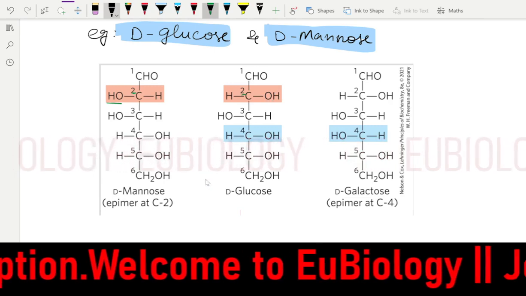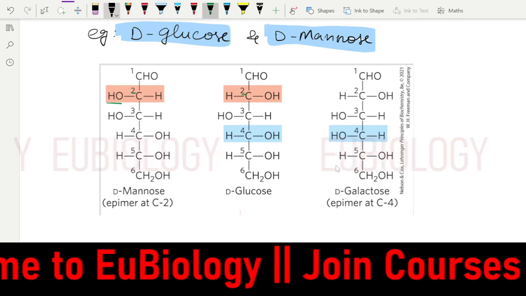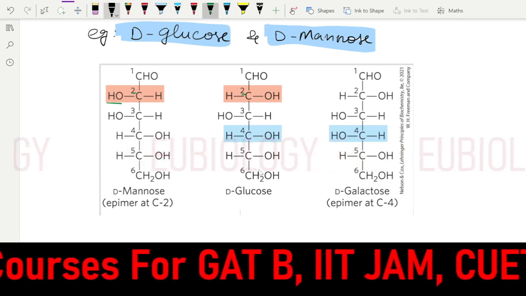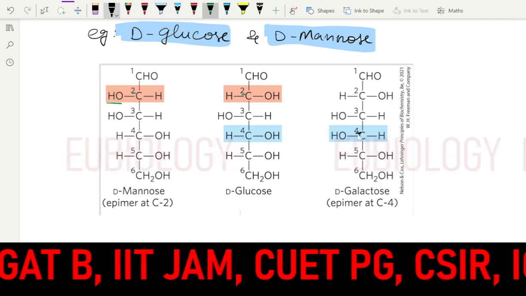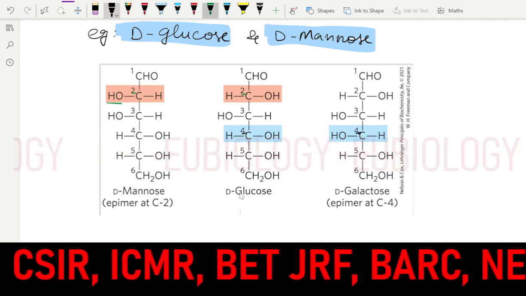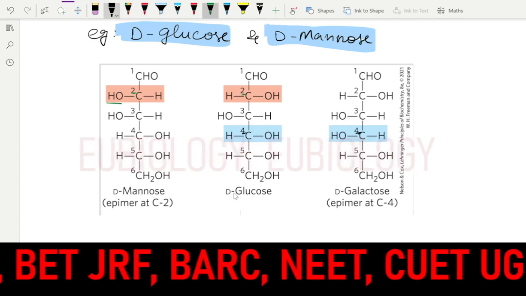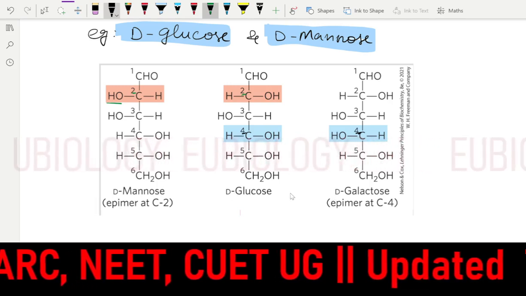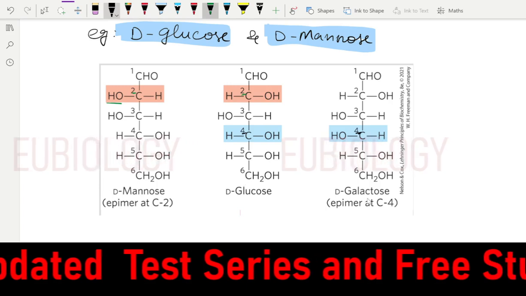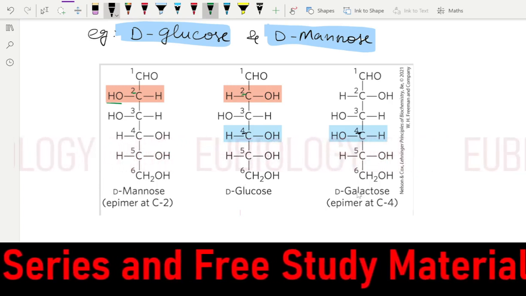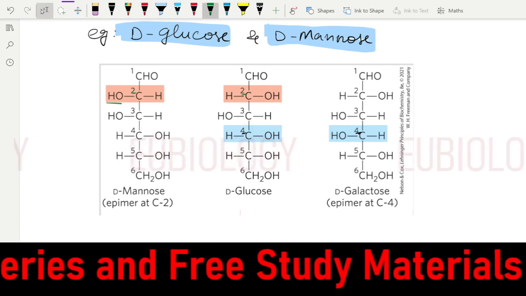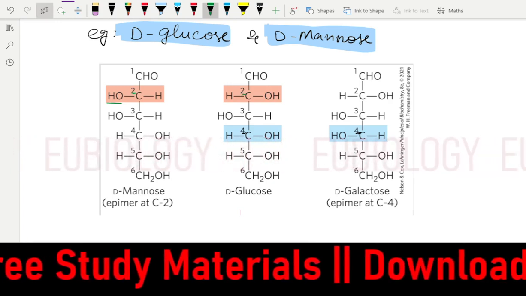In the same way, if you see D-glucose and D-galactose, the OH has a different configuration in glucose and galactose at the fourth carbon. That is what an epimer is called. So glucose is the epimer of mannose, as well as the epimer of galactose, but the carbon position is different for both types of epimer. But mannose and galactose are not epimers of each other. Got it? We can call them isomers, but not epimers.